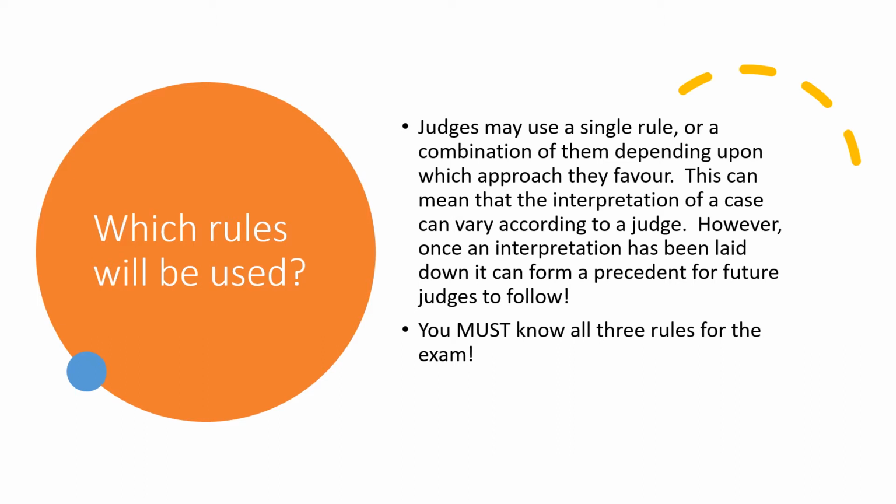It's up to the judge in a particular case, if the facts are new, to decide which rule they're going to use. So they might use a single rule or a combination of them depending on which approach they favour. This can mean the interpretation of a case can vary from judge to judge. However, once an interpretation is laid out, it can form the precedent for future judges to follow. What this means is, if a case has been heard high enough in the court hierarchy, once a decision has been made on that particular word which needs to be interpreted, that needs to be the same in all future cases. You do need to know all three rules and the approach for the exam.